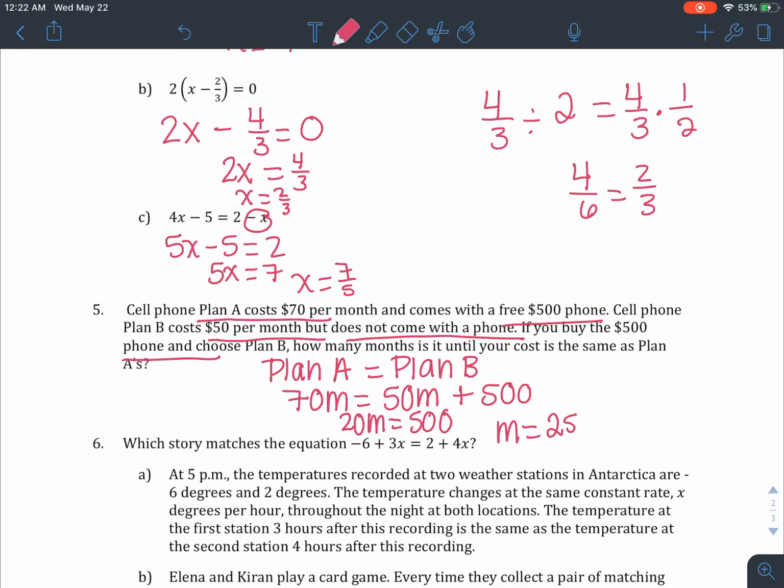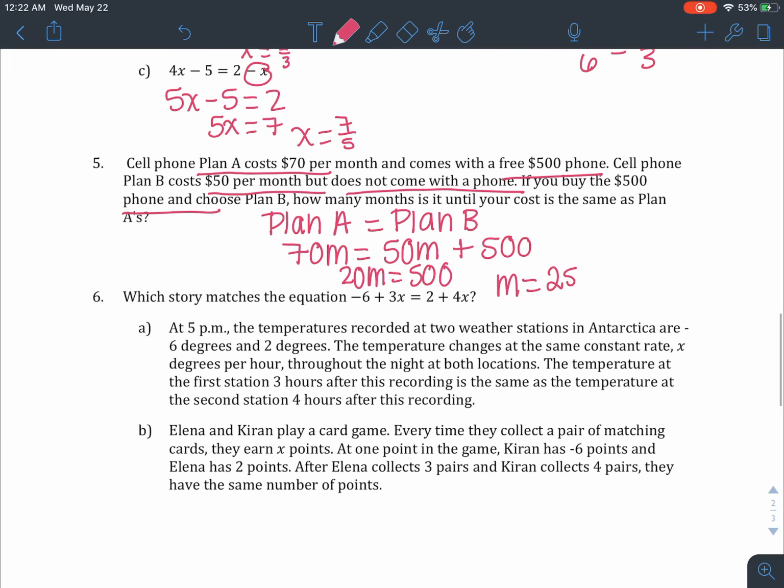Okay, so it might not be the best to go with the lower payment plan because you have to pay out that $500. Because it won't be until 25 months where it's the exact same.